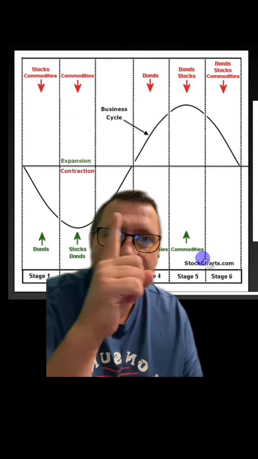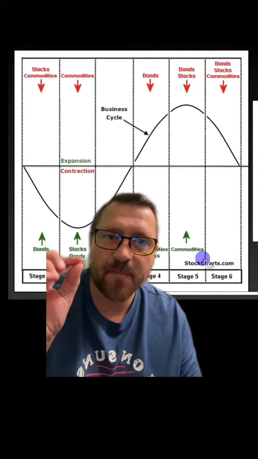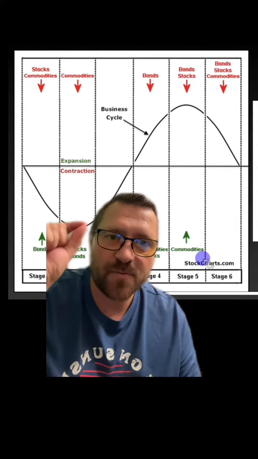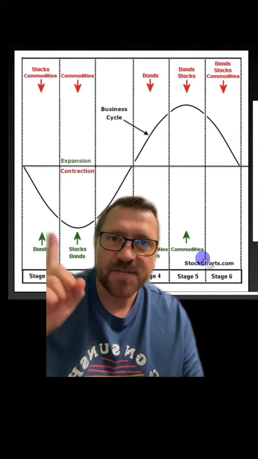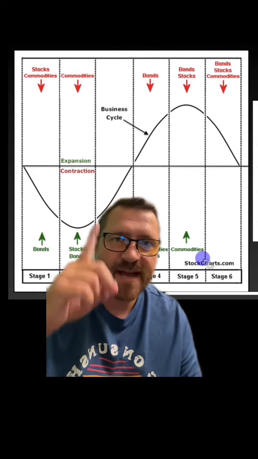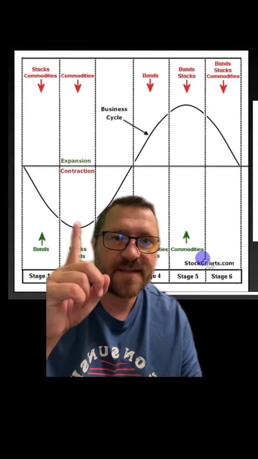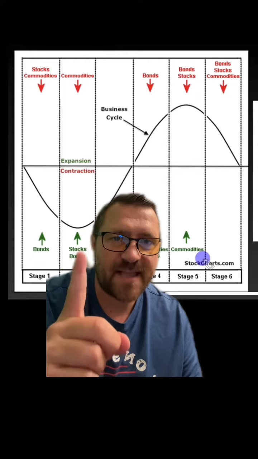So this chart behind me breaks down market cycles into six stages. Now it uses the stock market to really do it, but it's going to apply to crypto just as easily. So in the first stage, we have bonds going up, stocks and commodities going down. Stage two, commodities down, stocks and bonds up. So we are still in the contraction phase at that point.